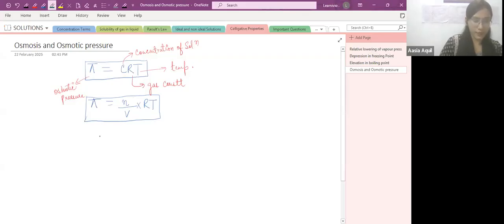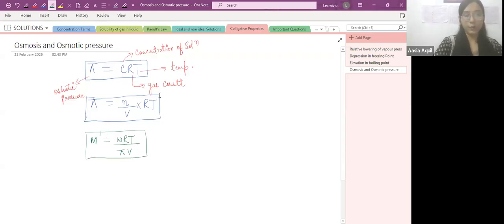Next is your M dash. Again, this relation is also important. It's a relation with molecular mass of solute and W RT upon pi V. Right. Again, this is important. Hope you get my point.